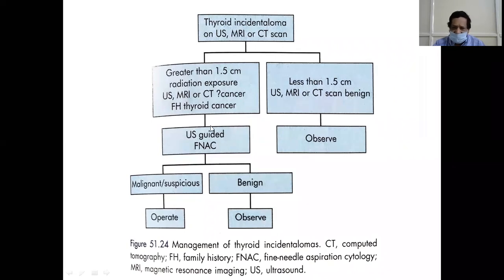Now, what are the indications for ultrasound guided FNAC? In a case of incidentaloma, this we have already discussed. Here you have less than 1.5 centimeters incidentaloma, and ultrasound, MRI, CT scan are suggestive of benign nature. Now you can observe. Keep them under surveillance.